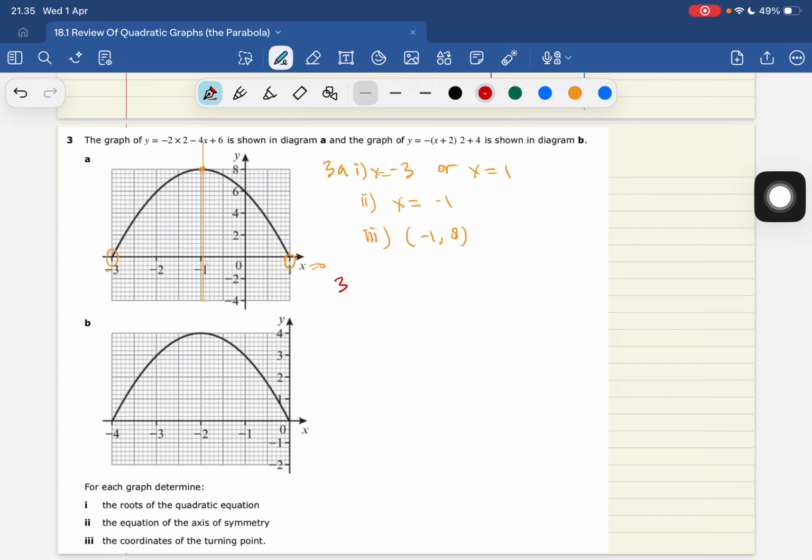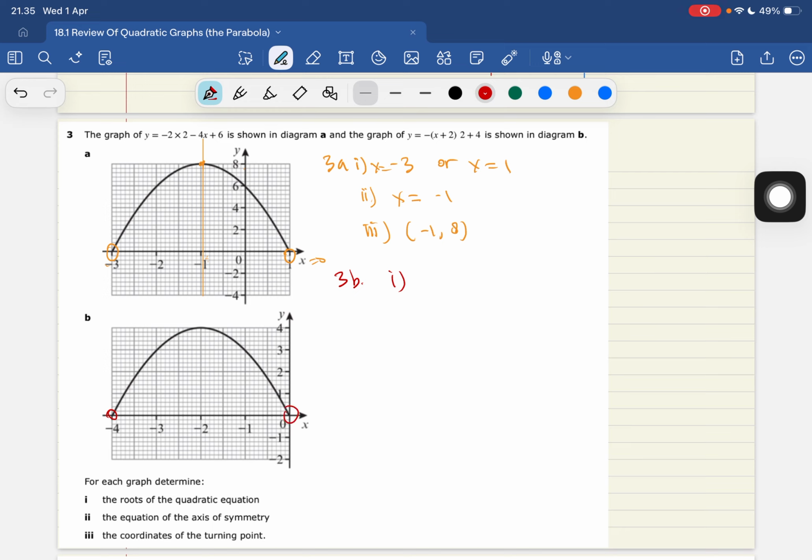Okay, here is 3b. For the first question, we got minus 4 or 0, so x equal to minus 4 or x equal to 0. For the second, the line of symmetry between minus 4 and 0 is minus 2. So here is the symmetry line, x equal to minus 2. The turning point is minus 2 and 4. So here is minus 2 and 4.